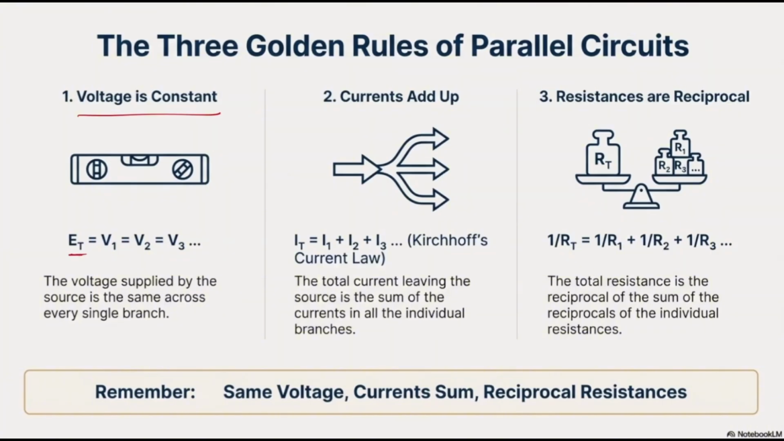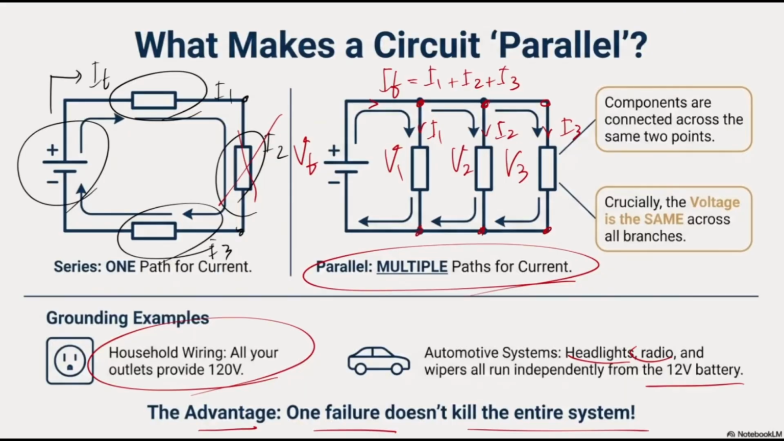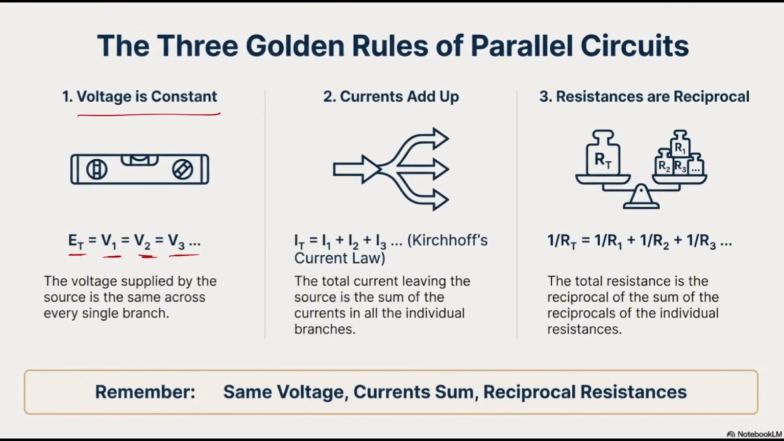That's why we say ET is equal to V1, V2, V3, just like the way that I told you for the second circuit. So the next one would be about the currents. As I just told you, currents are the things that are going to be different, based on the resistance. So at this point, in order to find the total current, you have to add them up. It means that currents add up.